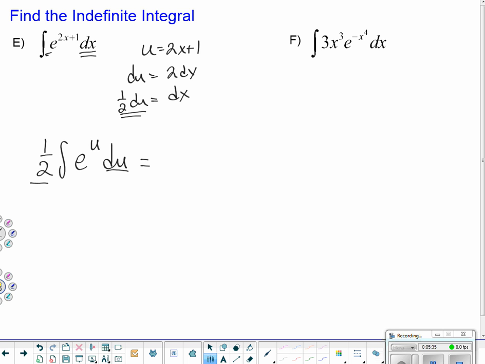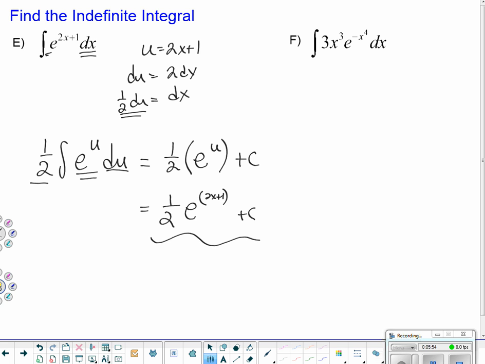All right, now we're ready to integrate. We have the 1/2 out front. It'll stay there. And the integral of e to the u is e to the u plus c. That'll give me a 1/2 e, replace u with 2x plus 1, add your c. Here's your answer. Not too bad.